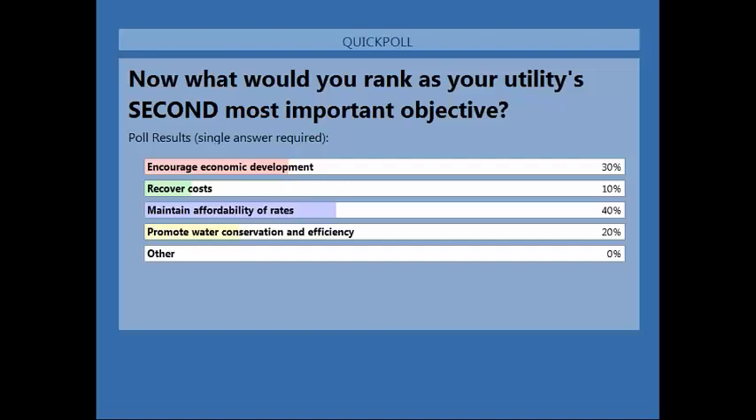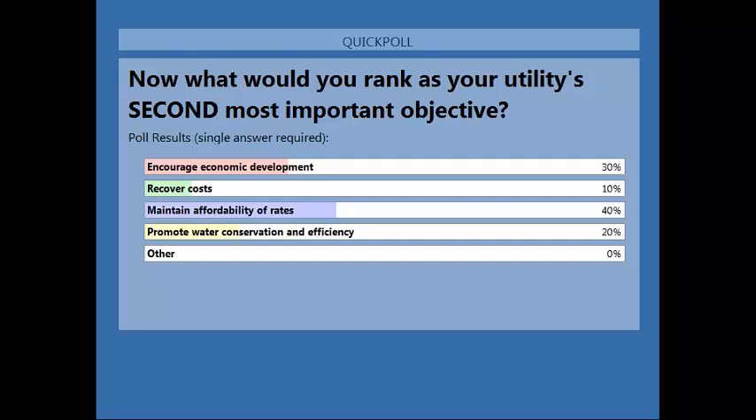All right. So now we're seeing a bit more of a spread, because most utilities said recover costs, and it looks like the 10% that said economic development have now picked recover costs as second, but maintaining affordability and economic development are ahead of water conservation for this group in particular. But again, different utilities, you can see the spread here. Different utilities have different objectives. So going back to what you said earlier, that no one rate structure is going to help all utilities, you can see that here just by looking at these objectives.